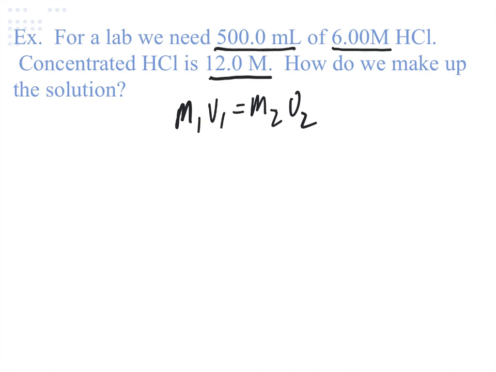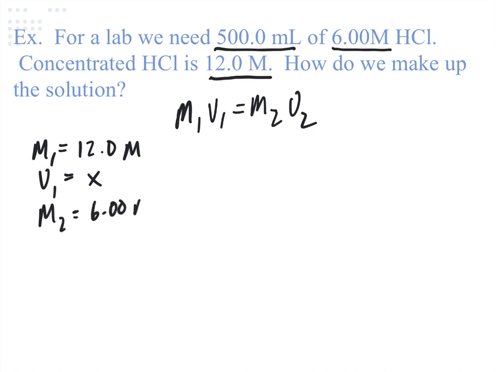Notice that I'm given the volume and concentration of what I need, and I don't know how much of the concentrated solution I want. So what I would do is list your variables. You can call either one of them number 1 or number 2. I prefer to call the more concentrated one, our stock solution, number 1, but it doesn't really matter. What we're looking for is what volume we need of the 12 molar to make a 6.00 molar solution with a total volume of 500.0 milliliters.